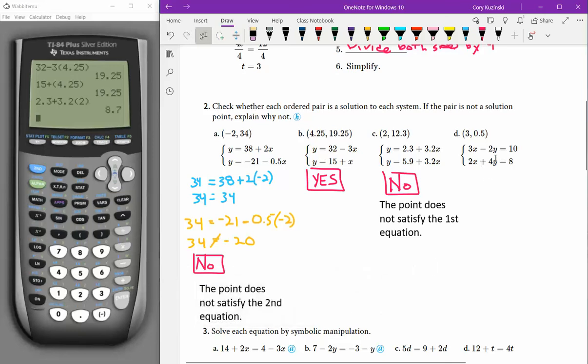All right, last one here, 3x minus 2y equals 10. So we're going to do 3 times x, which is 3, minus 2 times y, which is 0.5, and we want this to be equal to 10, but it's not. Okay, so we can instantly say no here because this point doesn't satisfy the first equation, and it really doesn't matter if it satisfies the second equation or not. So I guess I can just put the same reason here.